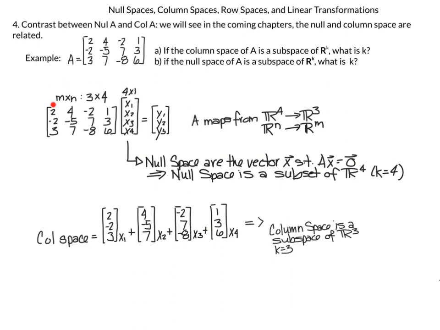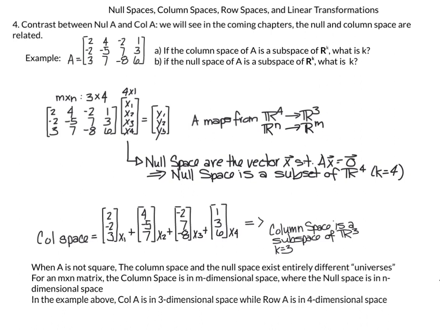This is even easier to look at because the column space is the linear combinations of the column vectors, or the span of the column vectors. You can look at this as the first column vector times x1, second column vector times x2. When you add them up, you're going to get a vector in R3. So the column space is a subspace of R3. So k is equal to 3. Actually, that was part A, and I answered part B first.